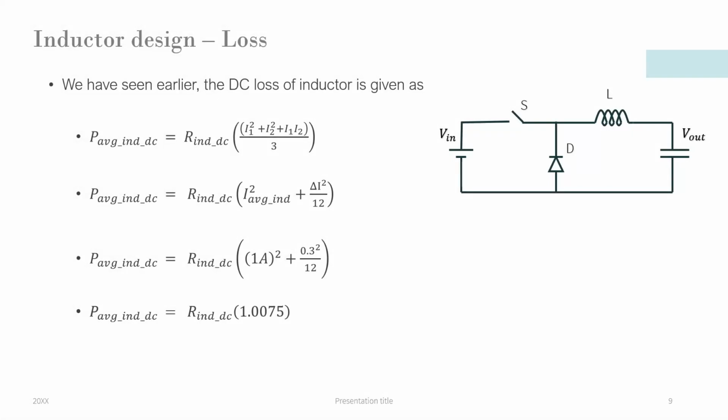As we have seen earlier in our previous videos, the DC loss of an inductor is given as R inductor DC into I1 square plus I2 square plus I1 I2 divided by 3. It is also equal to R inductor DC into inductor average current square plus ripple current square divided by 12. On substituting the known values, we get this equation.